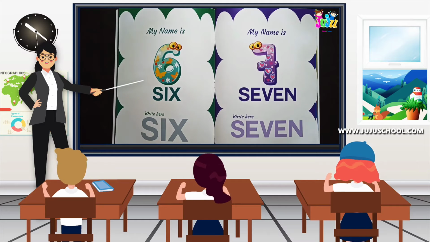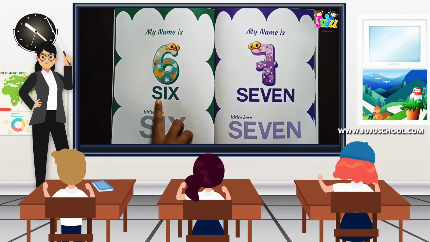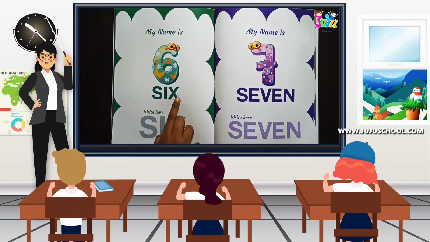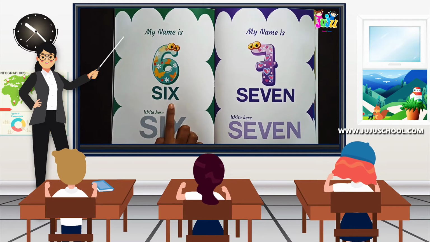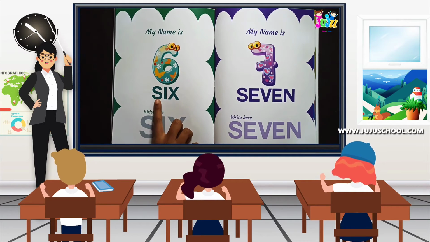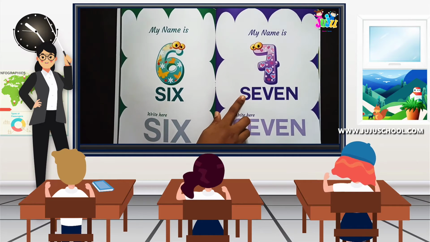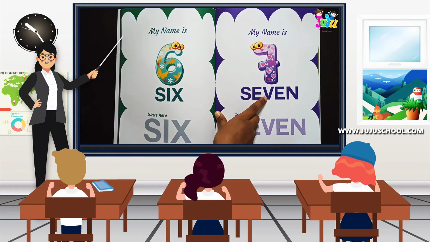So now I again go back to page number 31. Now you are going to try to read along with me. S-I-X. 6. Repeat. What is it? S-I-X. 6.